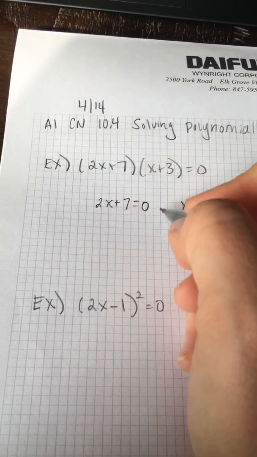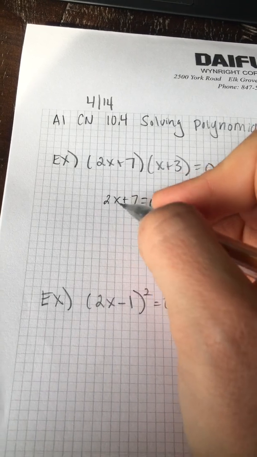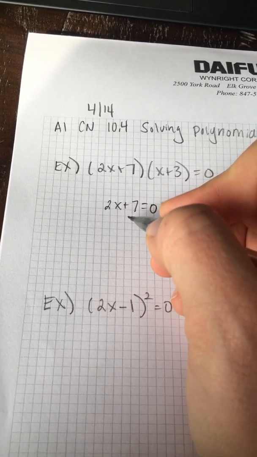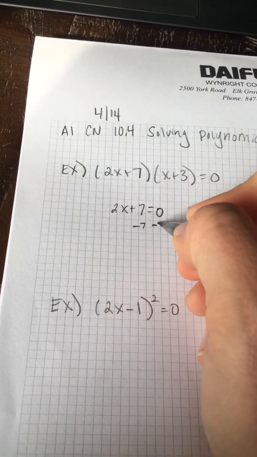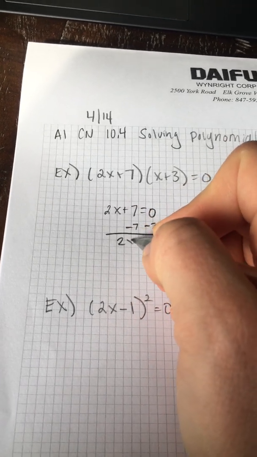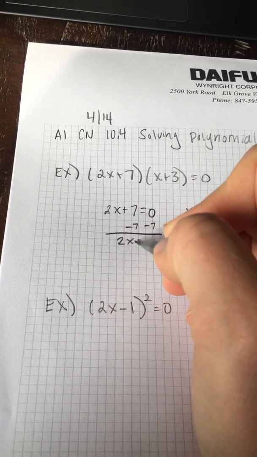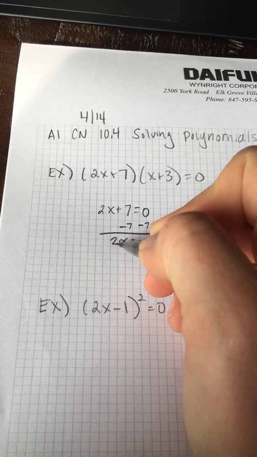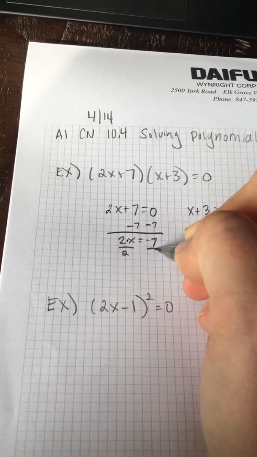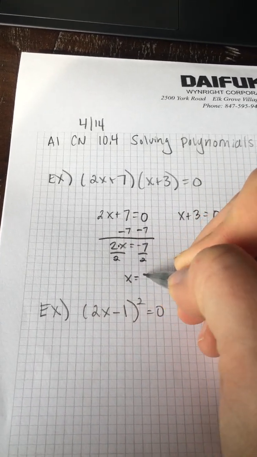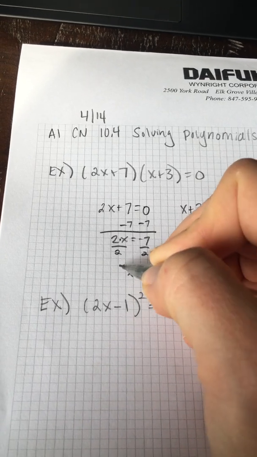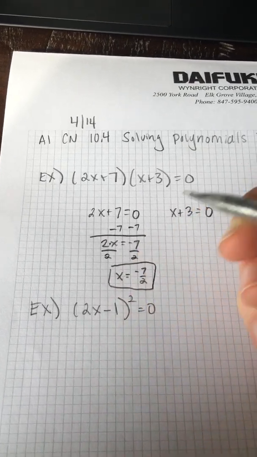How do we solve? So we focus only on this one. How do we solve this? How do we get the X alone? Hopefully you're saying subtract 7. How do we get the X alone? I hope that you're saying divide or thinking divide 2 to get X equals negative 7/2. There's one of our answers.